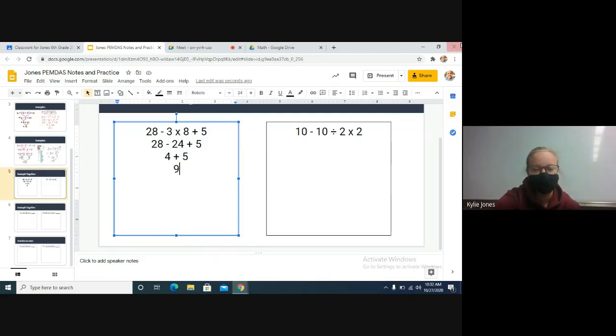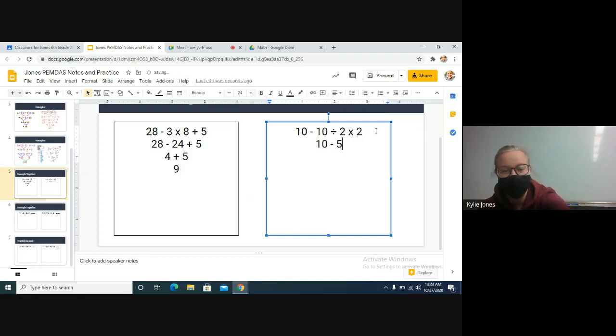All right, ready for our next one? Okay, our next one, we have 10 minus 10 divided by 2 times 2. Do we see any parentheses? Nope. Do we see any exponents? Nope. Do we see multiplication and division? Okay, so now we have this 10 divided by 2 times 2. This is another example where we need to go left to right first. Yep. What is 10 divided by 2? We need to do that one first. 5. So our 10 at the beginning stays. So is the subtraction. And we said 10 divided by 2 is 5. Multiplied by 2 is our next part.